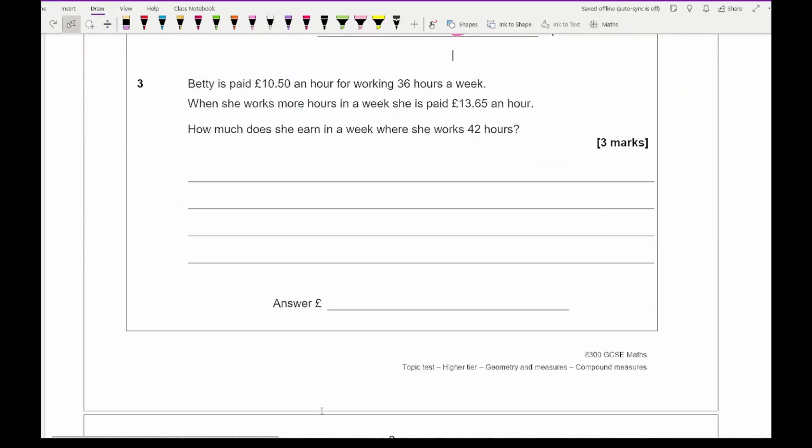Moving on to question 3, it says Betty is paid £10.50 an hour for working 36 hours a week. When she works more hours in the week, she gets paid £13.65 an hour. How much does she earn in a week where she works 42 hours? So this is basically saying that her basic pay is £10.50, her overtime pay is £13.65. So looking at this, for 42 hours, 36 hours are paid at basic rates. So that's going to be multiplied by £10.50. And then 42 minus 36 is 6. So she should be paid 6 hours at the overtime rate.